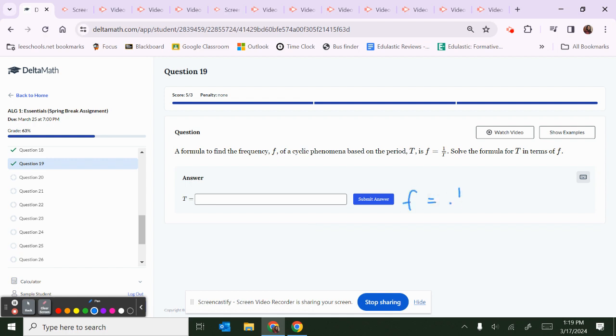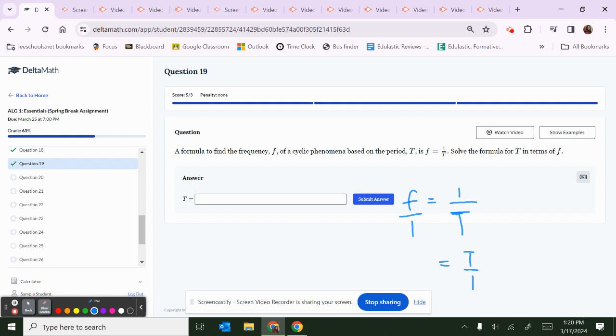So if you realize we have a 1 over t here, that's what f is equal to. I'm going to write this as f over 1. And you're probably wondering, why am I writing it as f over 1? Because for me to solve for t, t needs to be at the top. So to get t to be at the top here, I'm going to flip it, and it's going to be t over 1, which is the same as just t, right? Which gets t all by itself.